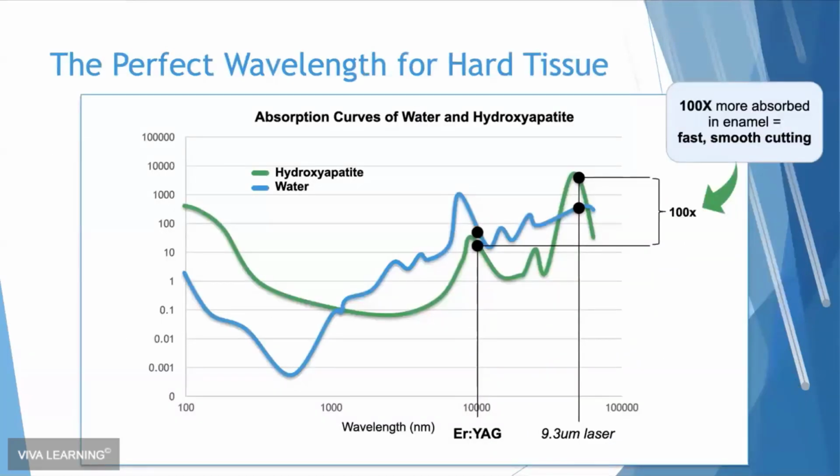We're not going to get into too many physics slides here, but I do want to point out that this laser, the 9.3 micron laser, is specifically targeting hydroxyapatite. And you see on this absorption curve that if you could choose any wavelength that maximizes absorption in teeth, you would choose the 9.3. And that didn't exist for the longest time, but probably about 9-10 years ago, this technology was invented.